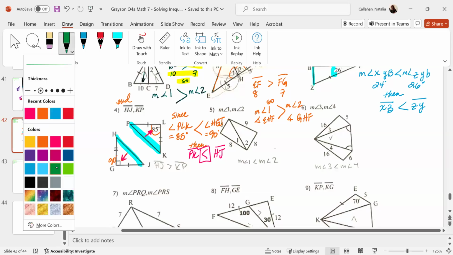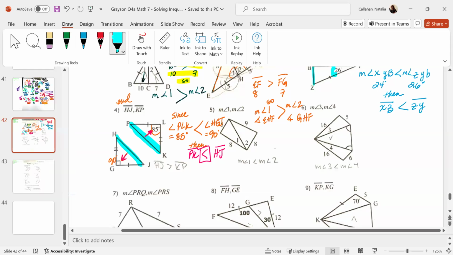All right, let's go on to the next part for number 5. So now we're looking at angles. You want to start off with sides, end with angles, right? Measurement 1 is right here. Measurement 2 is right there.